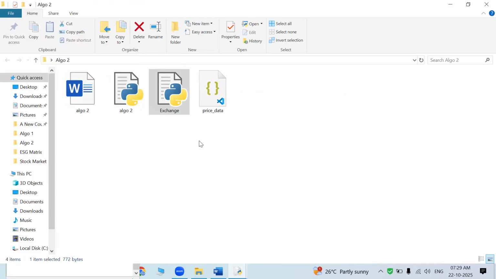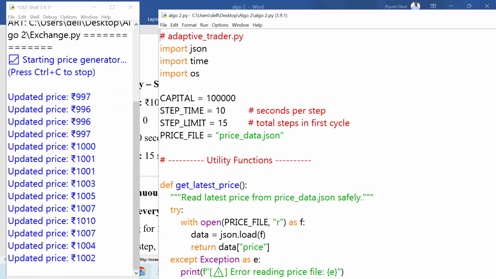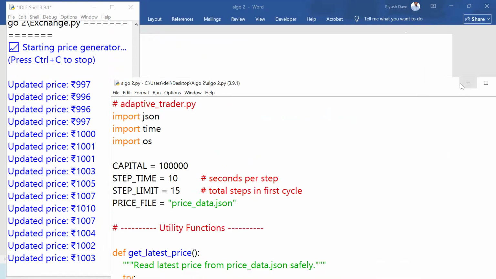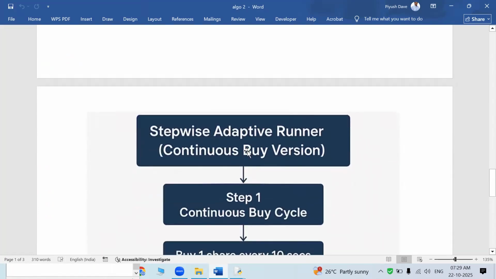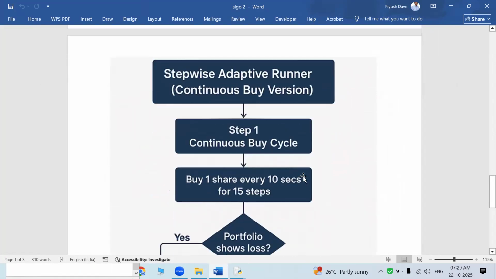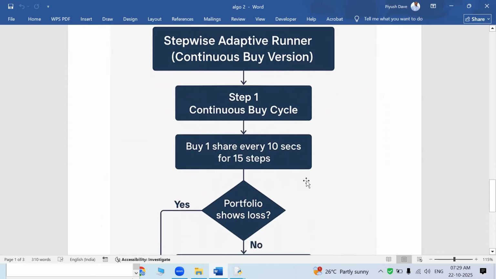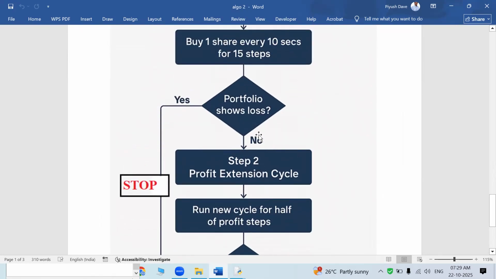Now in the algo, I'm going to take the same steps that have been prepared over here. Let me show you the graph also, so you'll understand it in a better way. We are going to run a stepwise adaptive runner. Step number 1, continuous buy cycle, one share every 10 seconds, 15 steps. If the portfolio is in loss, then we will stop. If the portfolio is not in a loss, then we will go for a profit extension cycle. That is basically called the run-your-profit logic.